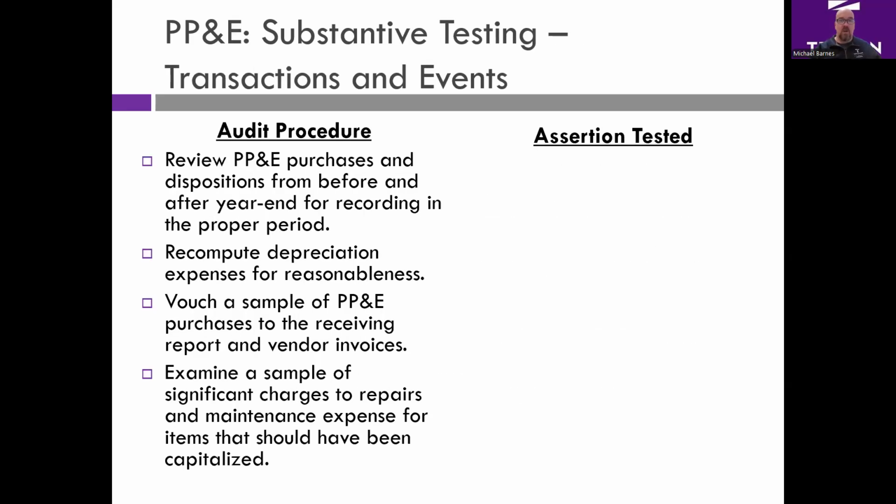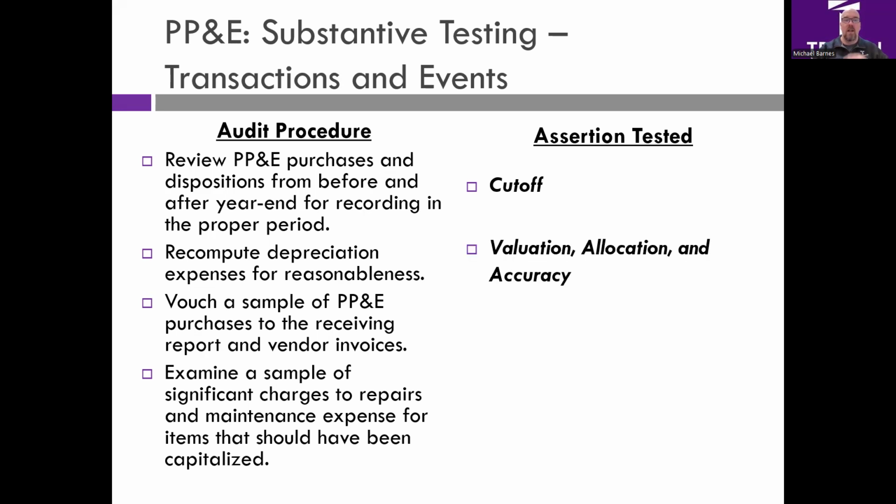All right, moving forward, let's talk about some audit procedures and some assertions here. So with respect to property, plant, equipment, we want to review PP&E purchases and dispositions before and after year end for recording in the proper period. You should know this by now. When you see before and after period end, we're talking about cutoff testing. We want to recompute depreciation expense for reasonableness. That's a recomputation, which only tests a single assertion.